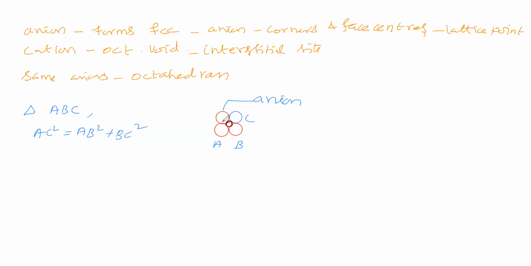Will you say it is a void? If you say this is a void, what void do you say? Which void? What is the name of this void? Do you call this an octahedral void, tetrahedral void, triangular void, or square planar void?